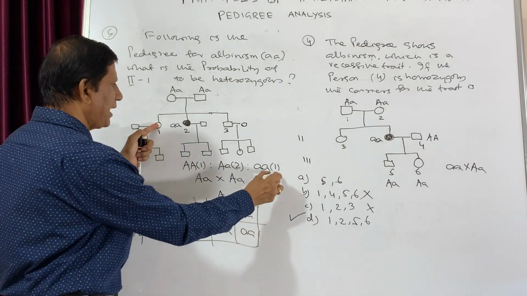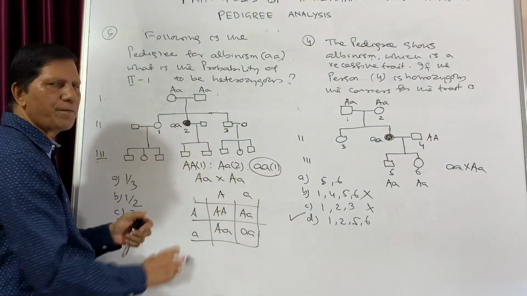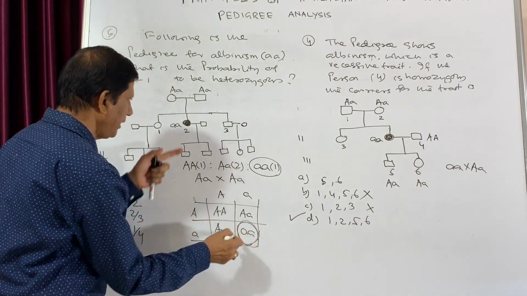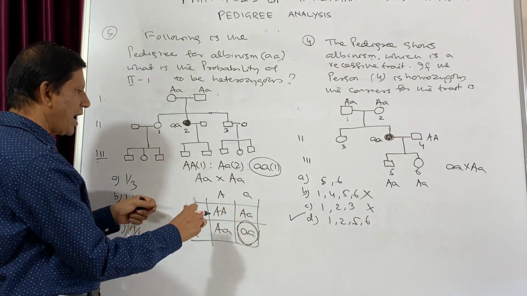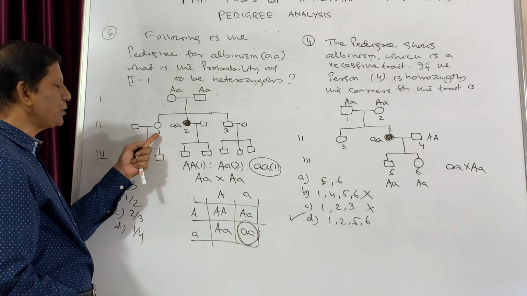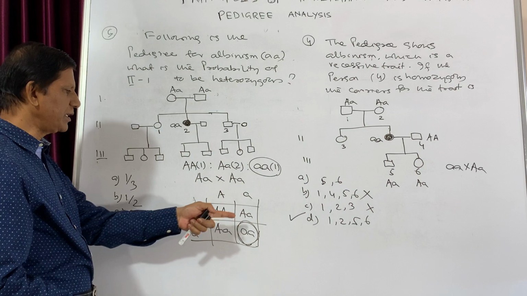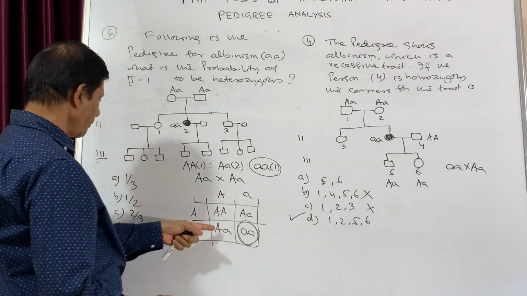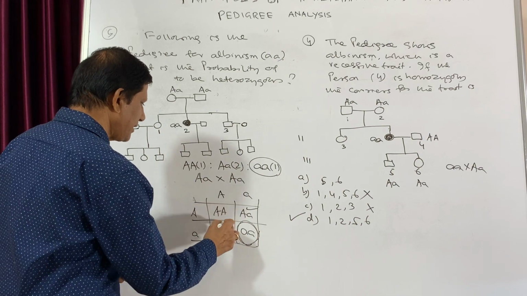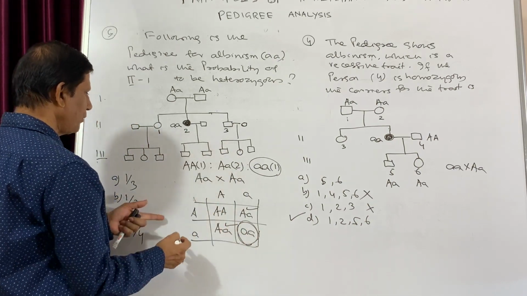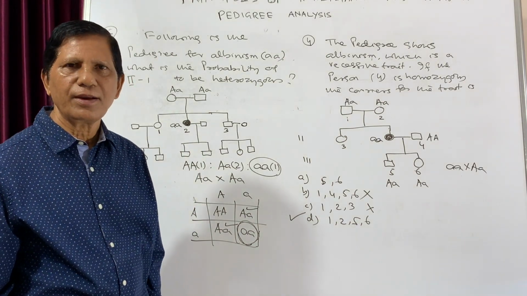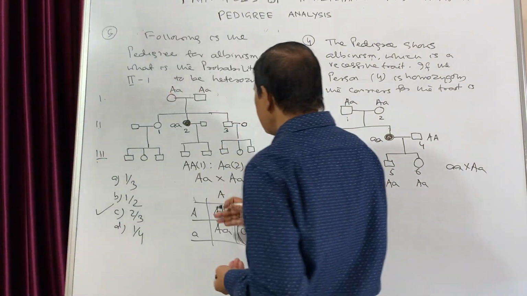Now, after this child, how many are there? There are the 3 children, because this is already shown here. So, there are 3 children. Out of these 3 children, what is the probability of this person to be heterozygous? That means, out of 3, there are 2 chances. This is 1 chance, so this is 1 chance. So out of 3, 2 chances. So what is the answer? 2 by 3. So see how easily it can be solved.